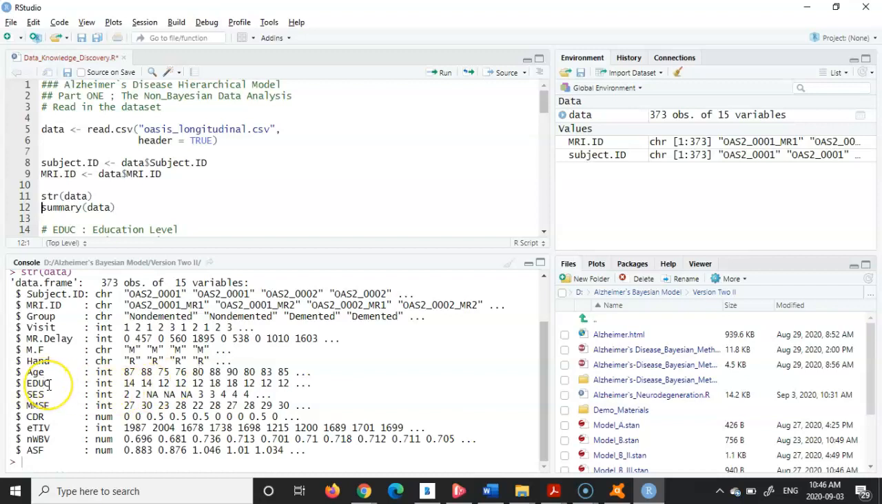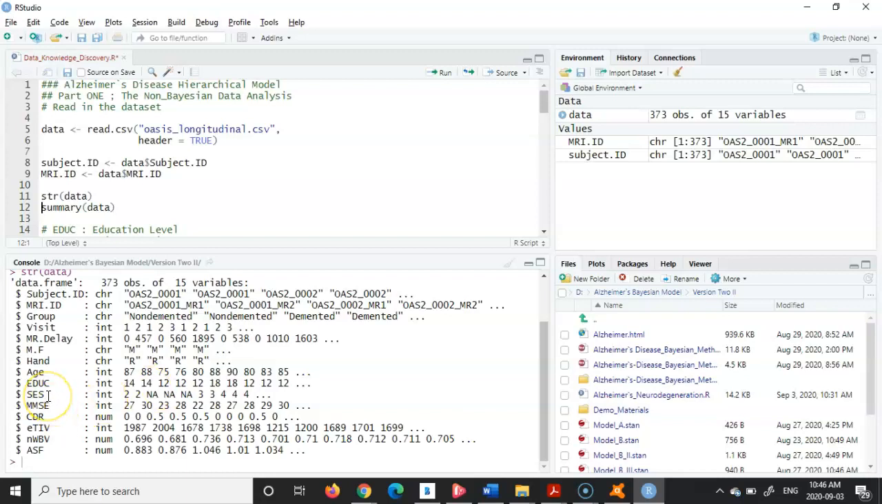We have another feature called education. It's an integer, the number of years that the person has spent at school. For example, it can be 14, which means that person has 14 years at school, or it has 12, which means he has a high school diploma.